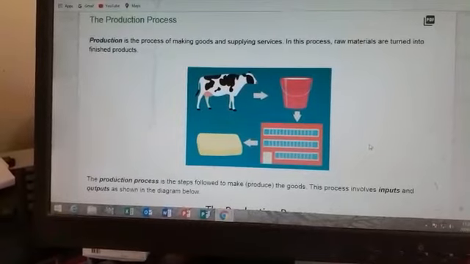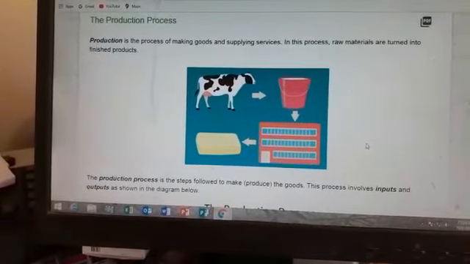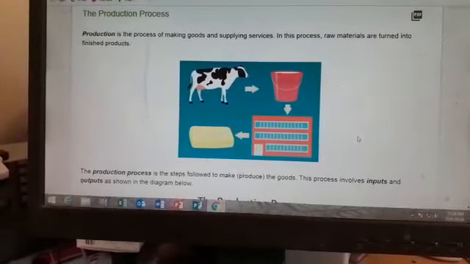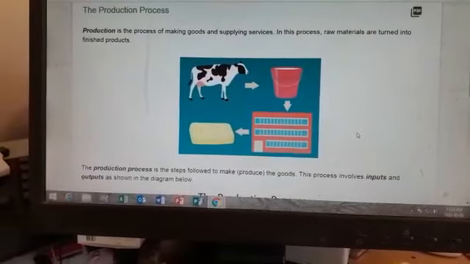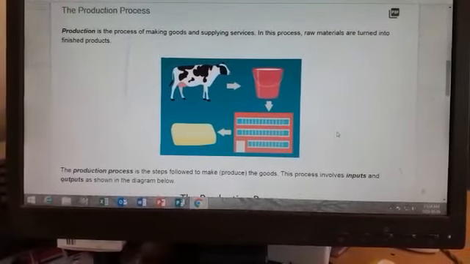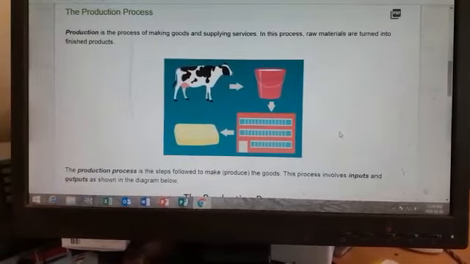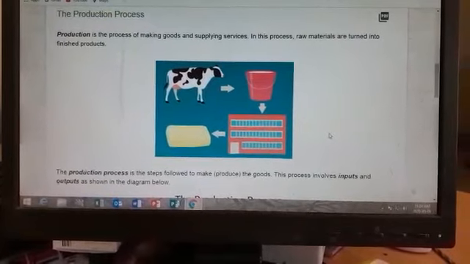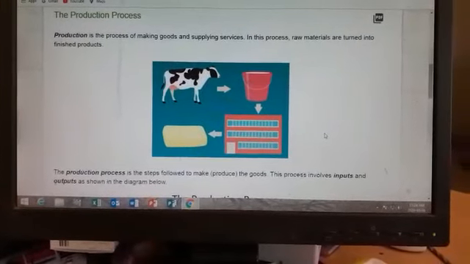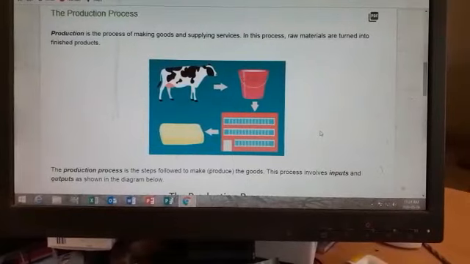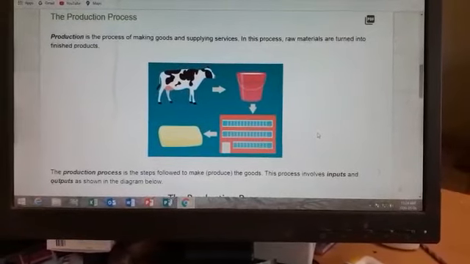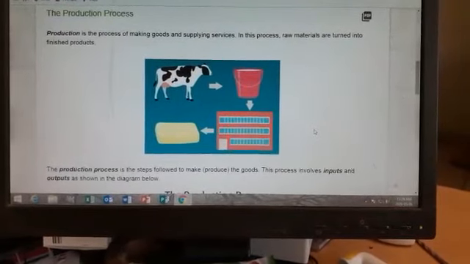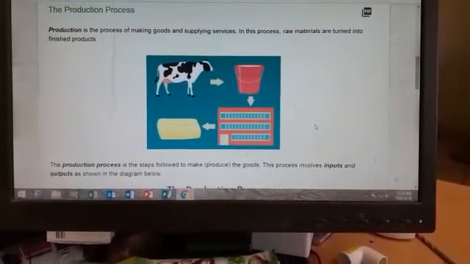Now, if we take a look at the production process, this is the process of making goods and supplying services. In this process, raw materials are turned into finished products. So in the flow diagram here, you have a cow on a dairy farm. The cow produces milk, which the farmer then extracts from the cow and sends to a factory where it is produced into a variety of different dairy products, such as butter, cheese, yogurt, milk products, powdered milk, ice cream, etc.